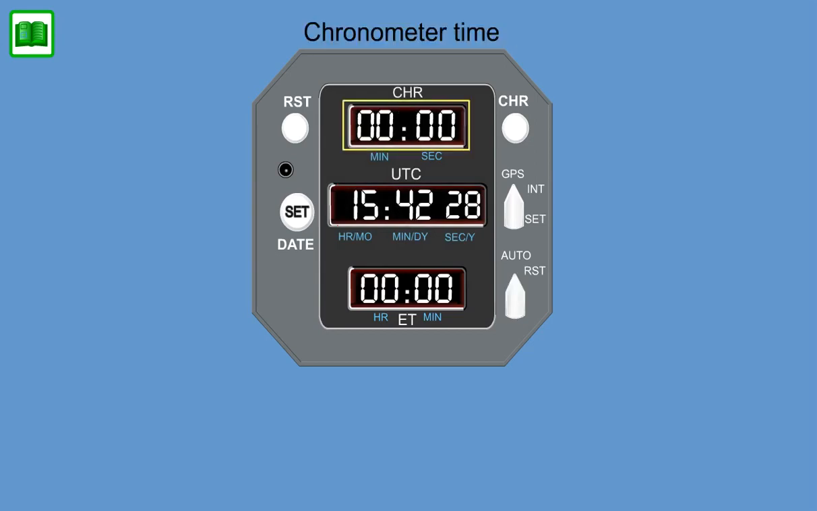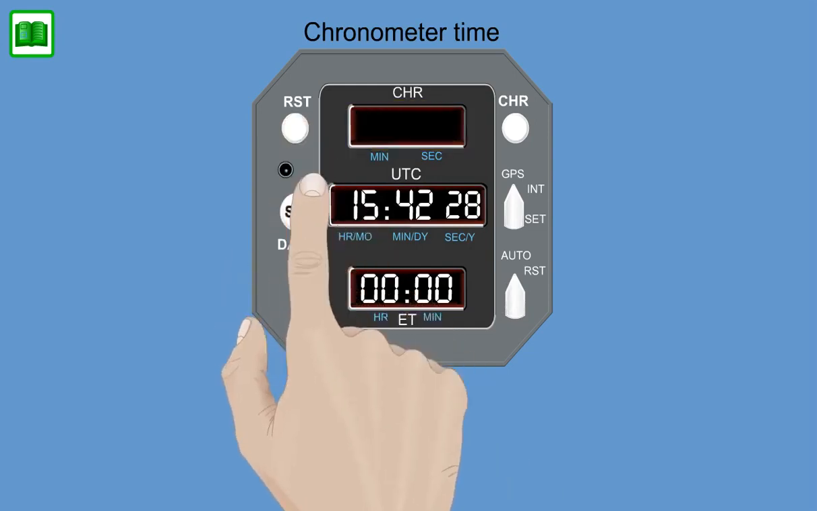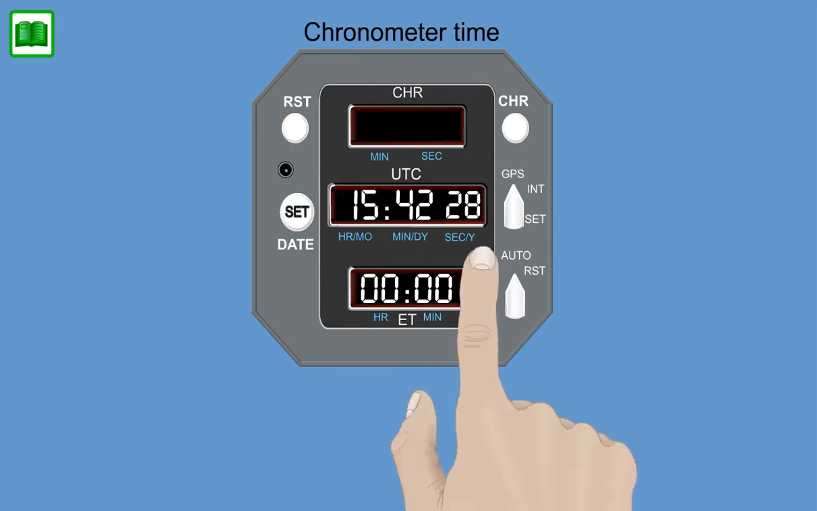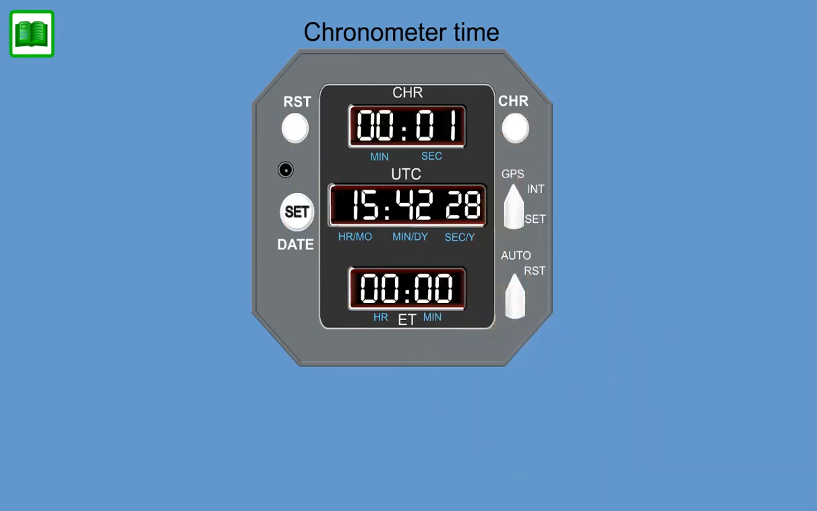Chronometer time is displayed from 0 to 99 minutes and 59 seconds. Pushing the RST push button blanks the display. Pushing the CHR push button once enables the display and starts the chronometer from 0. Pushing it a second time stops it.